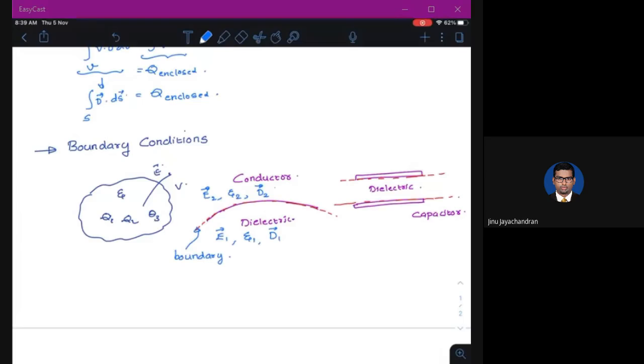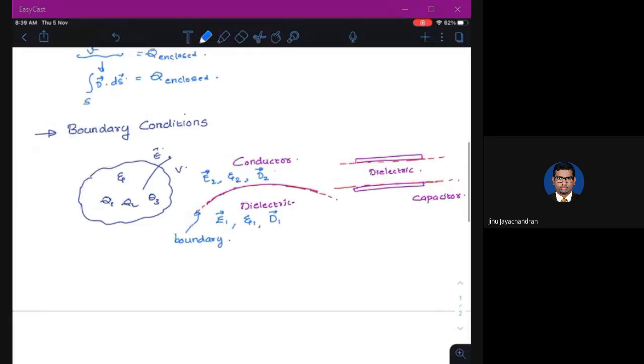So boundary you can say as the interface between two different mediums. It need not be a conductor and a dielectric. It can be two different dielectrics. So this can be another dielectric with a different permittivity. Or this can be free space. So all these possible combinations can occur between these two medias.